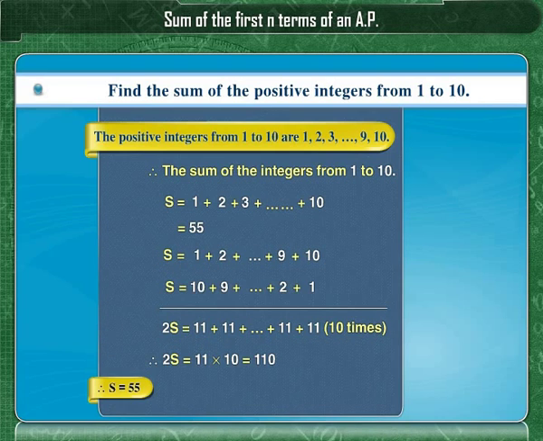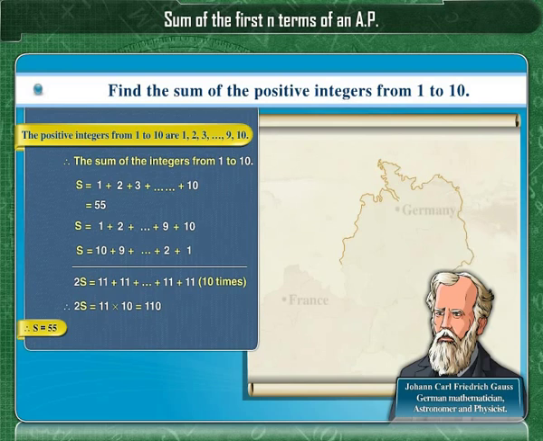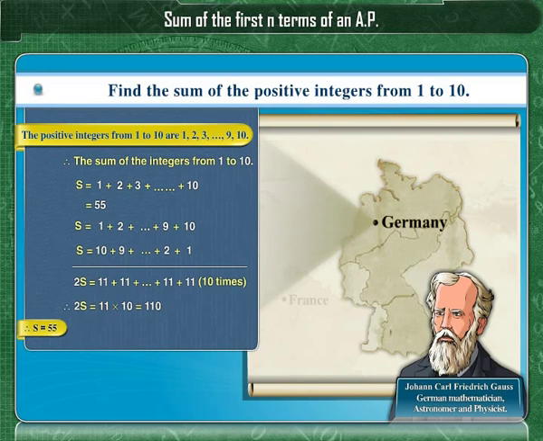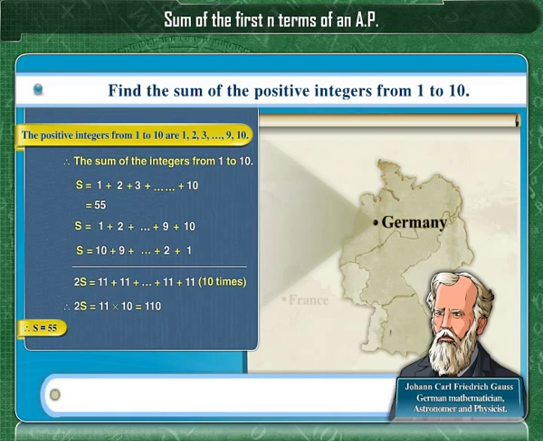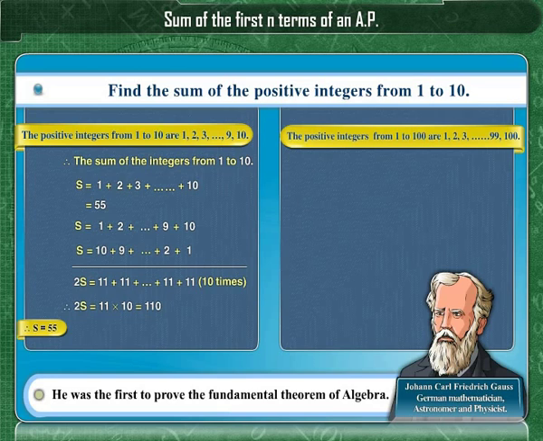This method was found by Johann Carl Friedrich Gauss, who was a German mathematician, astronomer, and physicist. He was the first to prove the fundamental theorem of algebra. He used the simple method to find the sum of all positive integers from 1 to 100. The method he used is as shown here.